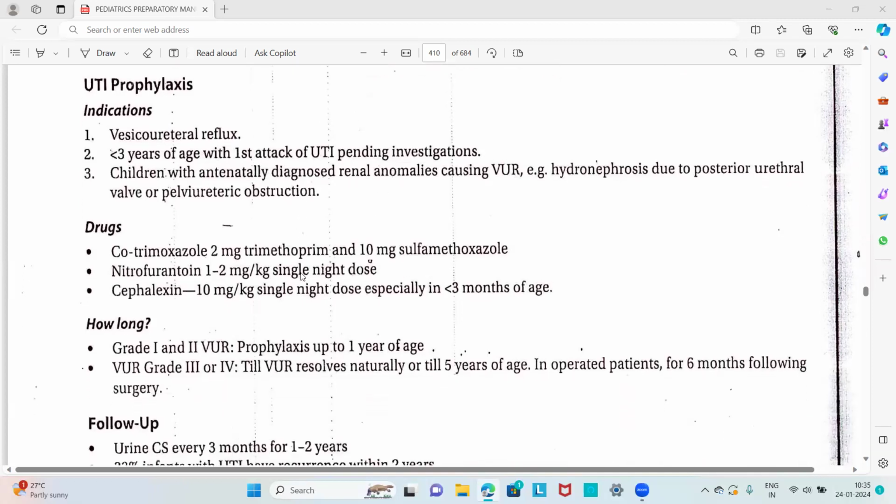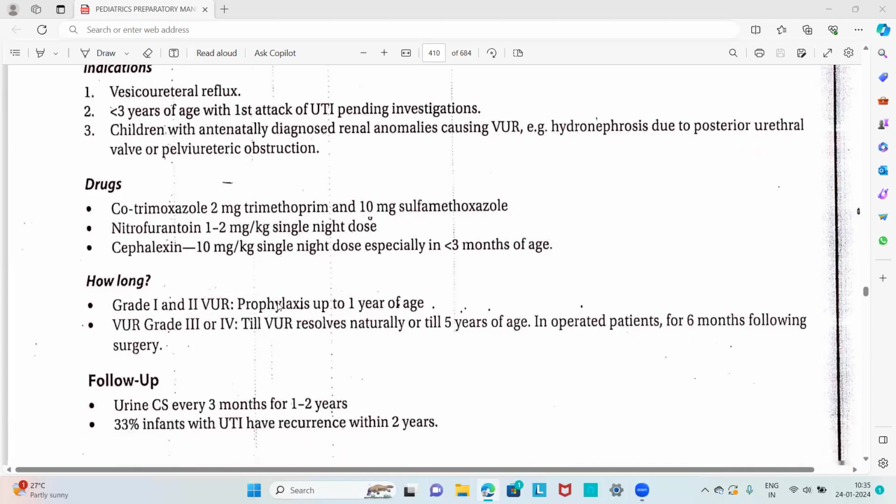The drug for UTI prophylaxis is cotrimoxazole, 2 milligram trimethoprim and 10 milligrams sulfamethoxazole. That is, cotrimoxazole is a combination of trimethoprim and sulfamethoxazole, so we have to give that. Then nitrofurantoin 1 to 2 milligram per kilogram as a single night dose. And we have to go for cephalexin 10 milligram per kilogram as a single night dose, especially in less than 3 months of age.